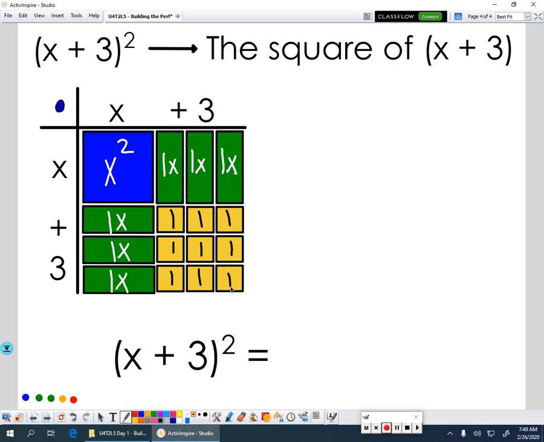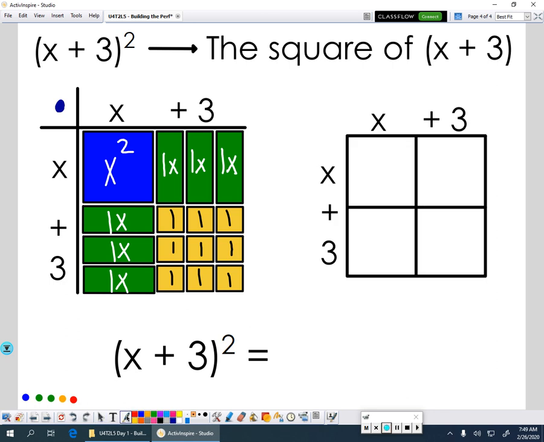Okay, so if I wanted to now use our box method, this is my representation with my model. Let's represent this algebraically using our box method here. If I do x times x, I get x squared. I'm going to do x times 3 right here. x times positive 3 will give me a positive 3x. I'm going to do this x times this positive 3, and I'll get a positive 3x. And finally, last but not least, I'm going to do 3 times 3, which will give me 9.